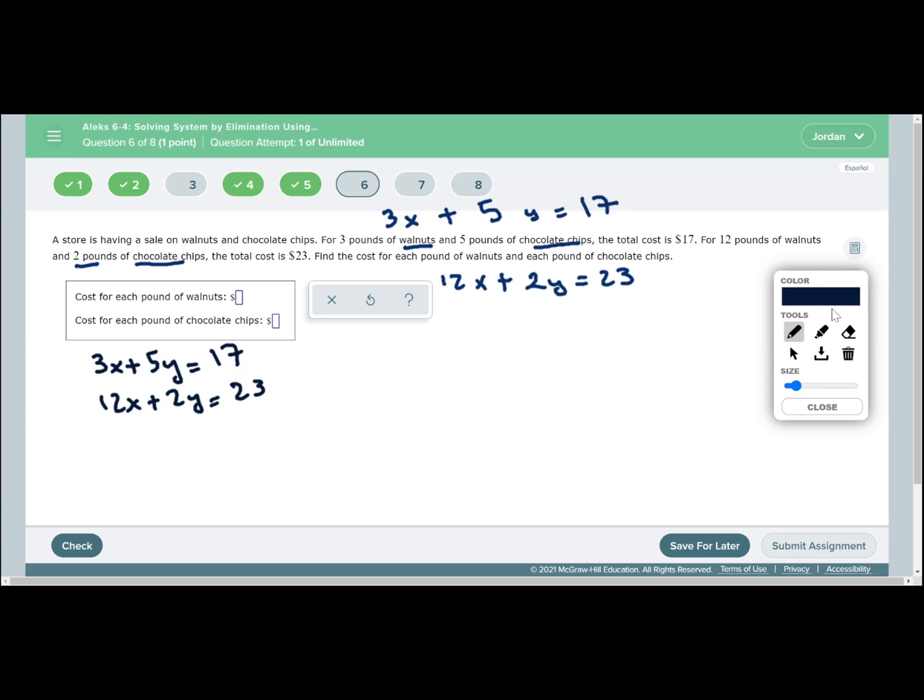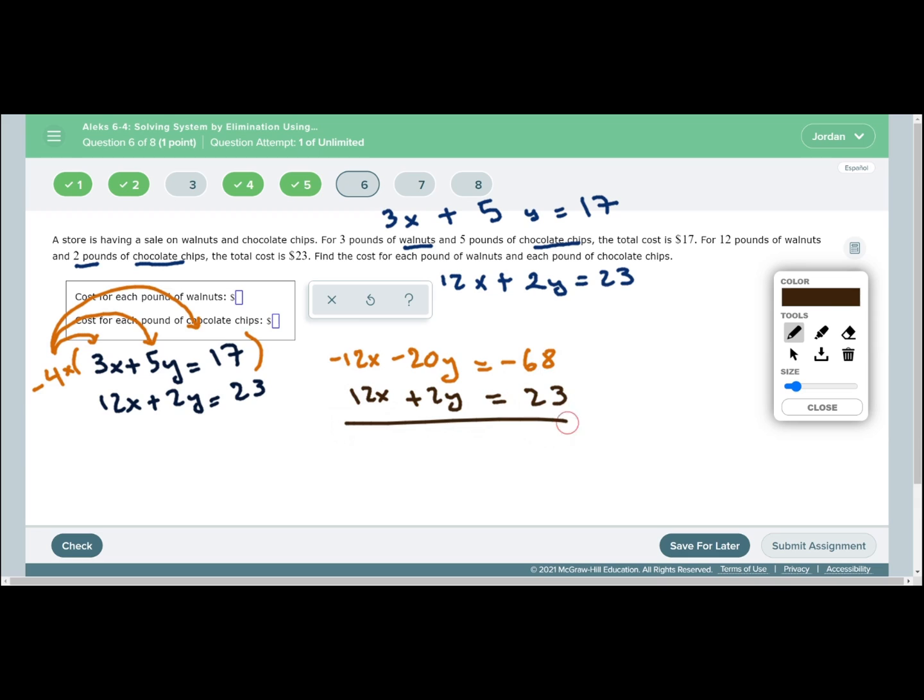All right, so now it depends on which one you want to cancel out, either x or y. It doesn't matter which one. I would choose x because I can see that 3 goes to 12 by multiplying by 4. However, we need opposite signs, so I'm going to multiply by negative 4. Negative 4 times 3 is negative 12x. Negative 4 times 5 is negative 20y. Negative 4 times 17 is negative 68. And we bring over the second equation.